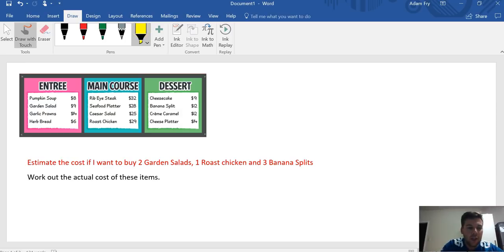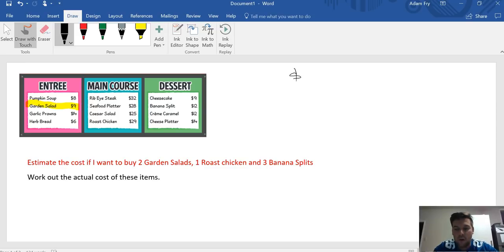Okay, so we've got 2 garden salads. 1 garden salad is $9. So what can we round that to? Well, let's round that to $10, okay? It's pretty close, and remember, when estimating we want to round to a number that ends in 0 or 5. So if we round two of those to $10 each, that will give us $20 as an estimate of what 2 garden salads would be.